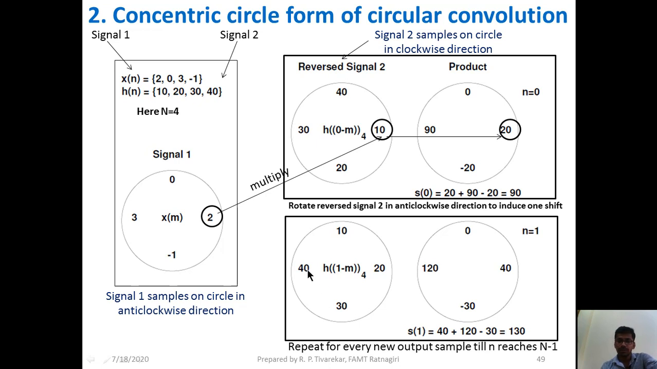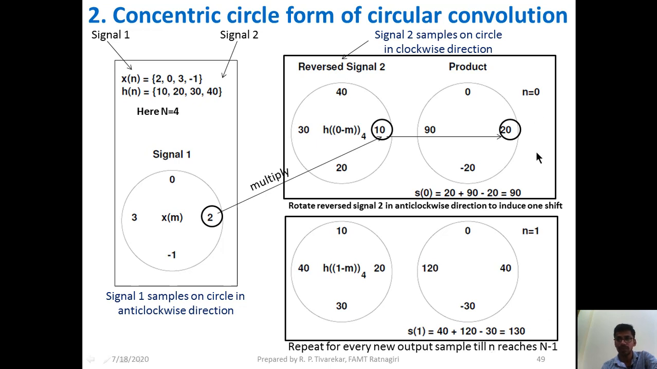Now what will I do? With this first fixed sequence, again I will multiply sample by sample to find the products. So 2 multiplied by 20 is 40. Likewise, I will find all the products and finally add all of them to get the second output sample at n equal to 1. We repeat this for every new output sample till n reaches N minus 1.